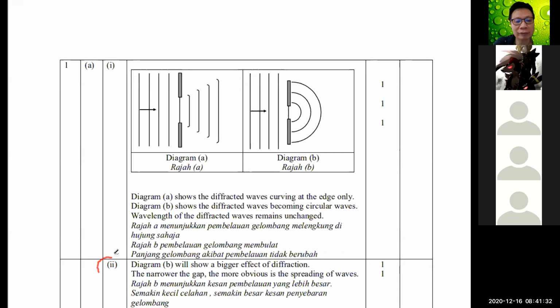Okay, pay attention to this answer now. The narrower the gap, the more obvious the splitting of the wave. This answer, because the narrower the gap, the more obvious or bigger effect of the diffraction, of the splitting of the wave. The wave gets spread out. Okay, spread out.